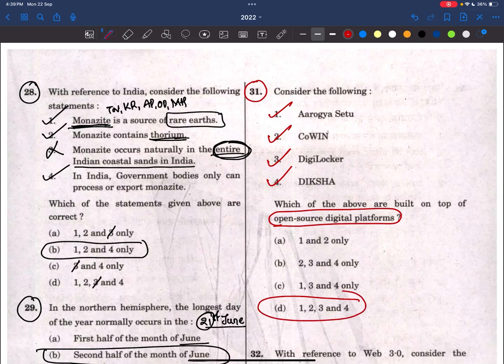Very easy question, very simple question, right? Whoever has used these apps will be in a position to answer this question very easily. The answer is D. Nothing much to discuss. Very basic question only, right?